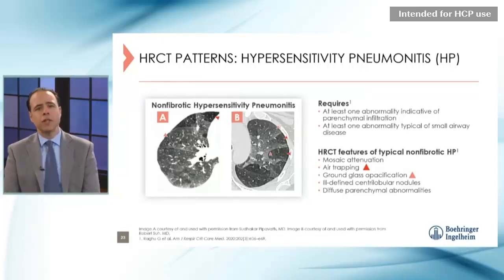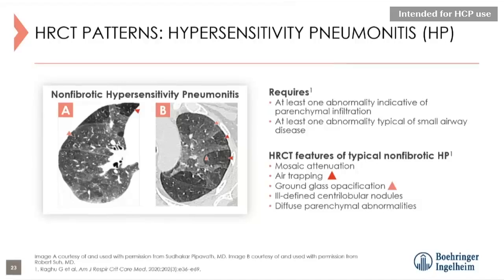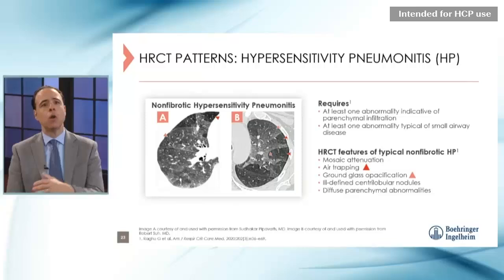Moving on to a different disease state, hypersensitivity pneumonitis. So this is a condition that is an allergic response of the lung, and it can go through various stages. The earliest stages, acute and subacute, are the so-called non-fibrotic hypersensitivity pneumonitis. So previously we divided HP into acute, subacute, and fibrotic or chronic. Now we are trying to divide them into non-fibrotic and fibrotic.